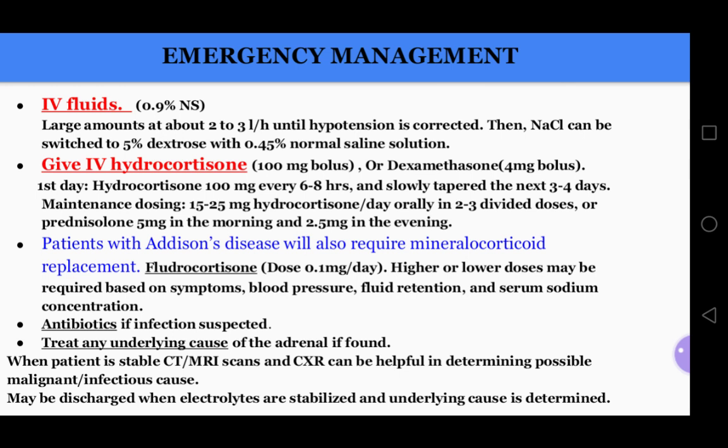If infection is suspected, you might need to give antibiotics and treatment of any underlying cause of the adrenal insufficiency if found. When patient is stable, CT, MRI scans, and chest X-ray can be helpful in determining possible malignant or infectious cause. Patient may be discharged when electrolytes are stabilized and underlying cause is determined.